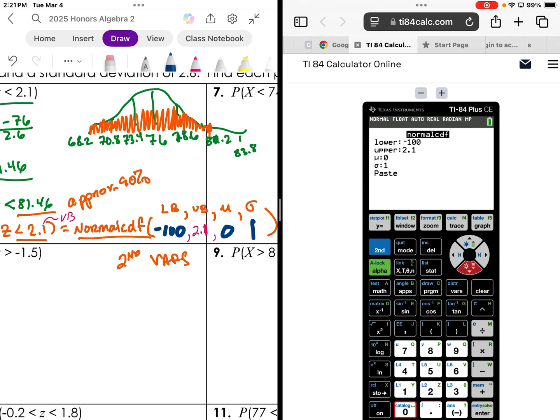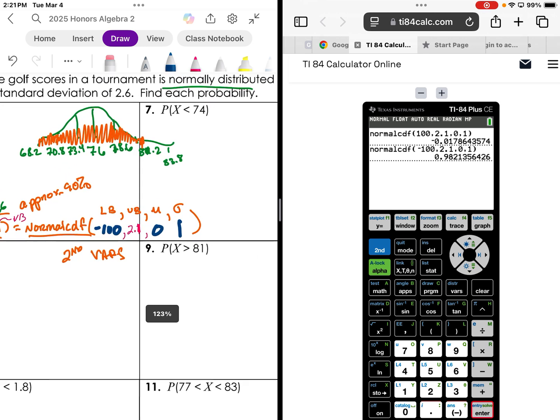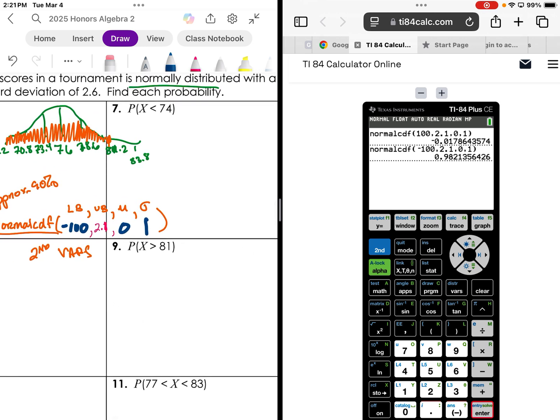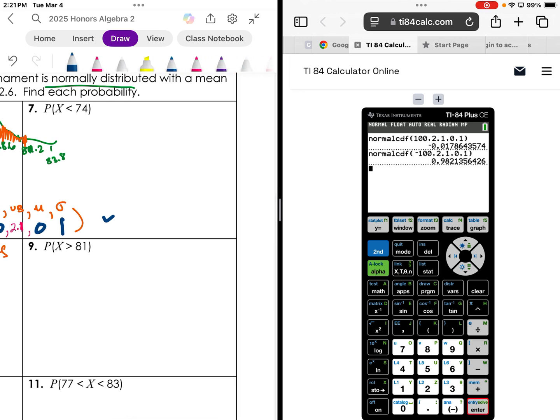There we go. All right, hit enter a couple times. That looks a lot better. Remember, just because it gives you an answer doesn't mean you stop and write it down. We have to ask whether it makes sense. That is what I was thinking, something in the 90th percentile. So there is approximately 0.9821.